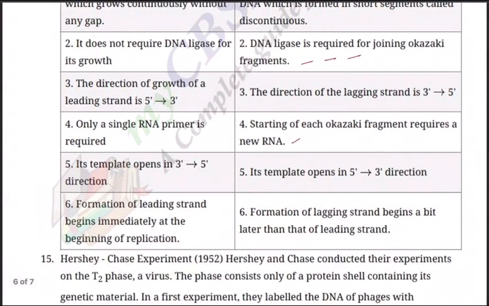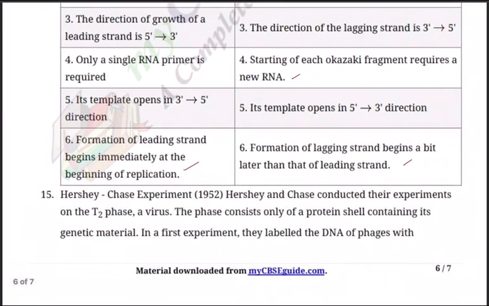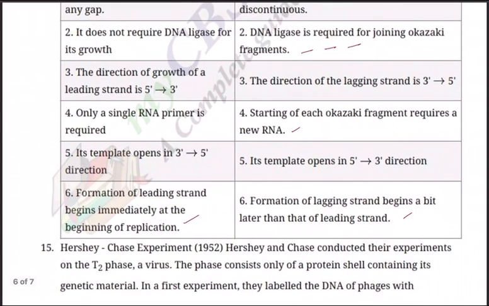The direction of growth of a leading strand is 5' to 3', whereas the direction of the lagging strand is opposite, 3' to 5'. Only a single RNA primer is required for the leading strand. Starting of each Okazaki fragment requires a new RNA primer. The leading strand's template opens in 3' to 5' direction, opposite for the lagging strand, whose template opens in 5' to 3' direction. Formation of the leading strand begins immediately at the beginning of replication. Formation of the lagging strand begins a bit later than that of the leading strand.